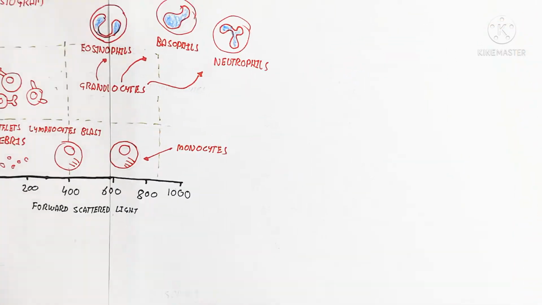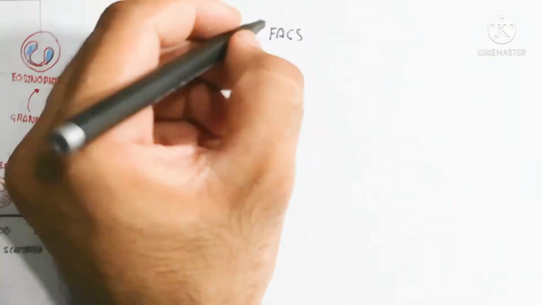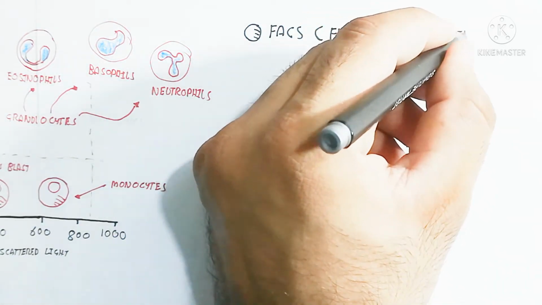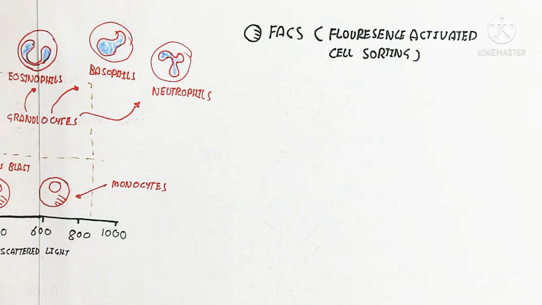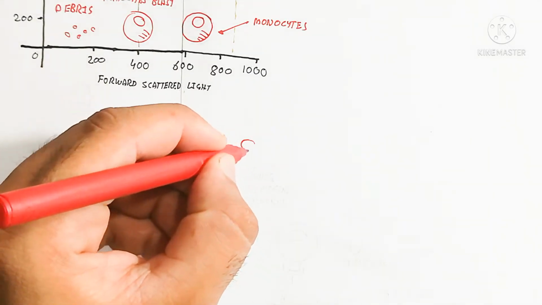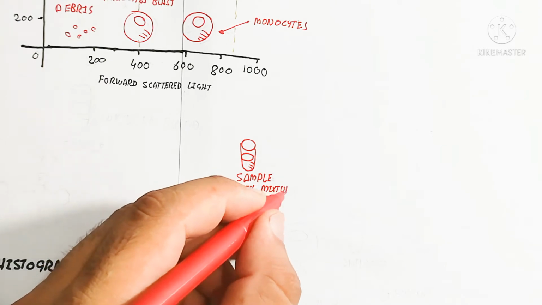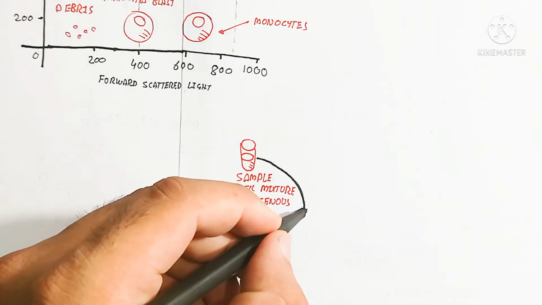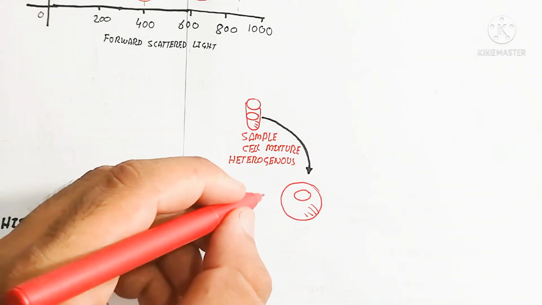But next we will discuss the flow cytometer, which is used as a mechanism for detecting cells and their complexity, to analyze phenotypes, health, cell size, and cell complexity. So here is FACS, the fluorescence activated cell sorting method. It works on the basis that the sample is a heterogeneous cell mixture. Heterogeneous means different types of cells are present in our blood.